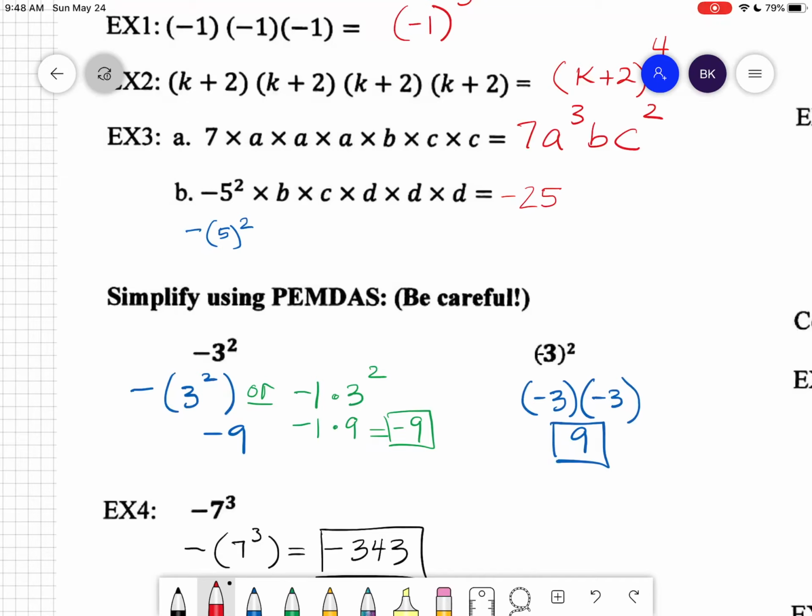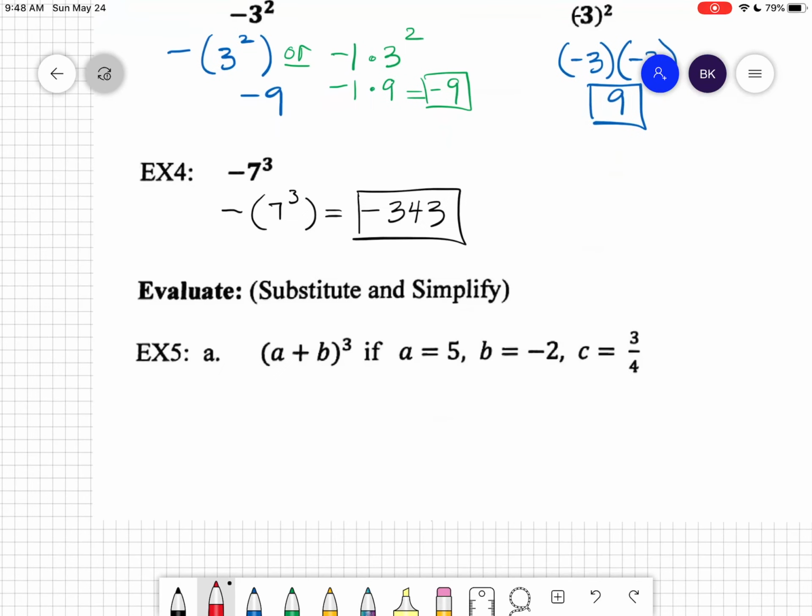And now I'm just simply writing down the variables. B I see once, C I see once, and D I see 3 times, so that would be D to the third power. Okay, moving on to evaluating. We're going to substitute the values given and simplify our expression. A plus B to the third power. So let's plug it in.